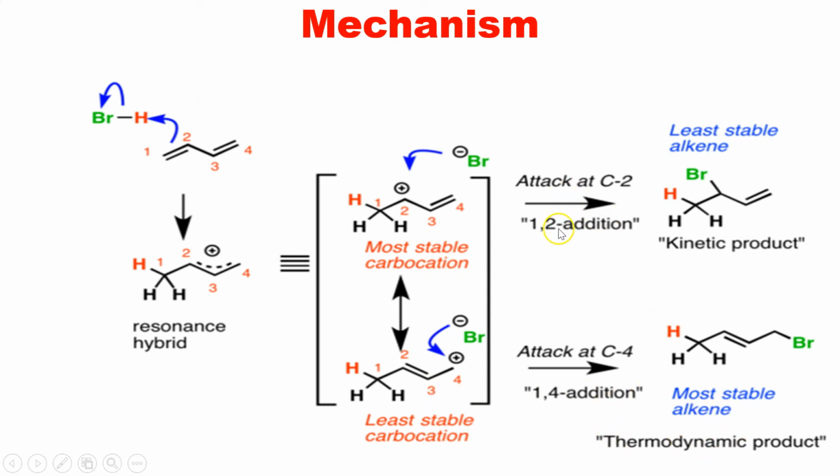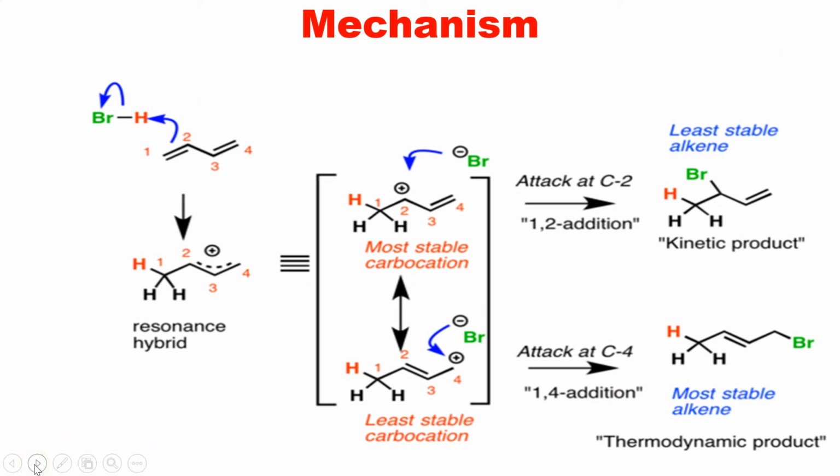And as you can see, there is addition at the 1 and 2 positions. Hydrogen is added at position number 1, and bromine is added at position number 2. And you can see that the red color hydrogen is added at position 1, and bromine is added at position number 4. So that is why it is said to be a 1,4 addition, and it gives the more stable alkene.